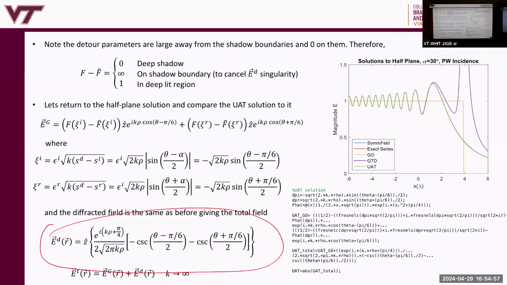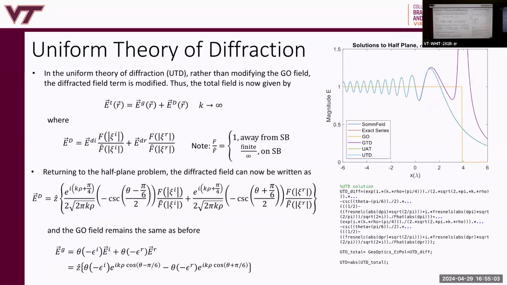And now we use both, right? Now the other one, which is UTD, we modify the diffracted field and keep the GO the same as it was before. Now this is a ratio instead of a subtraction or a difference. All right? Okay.